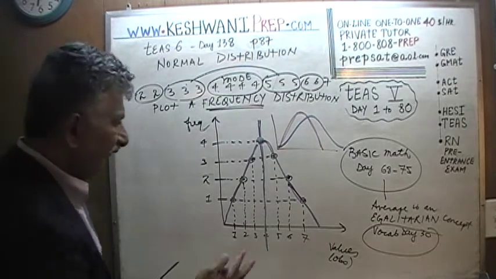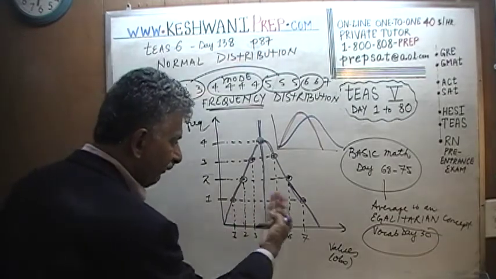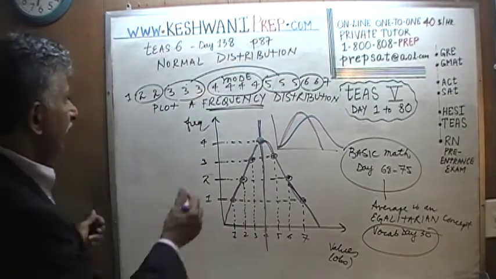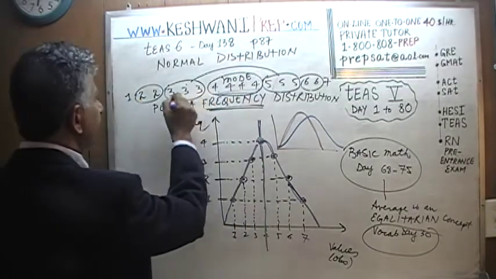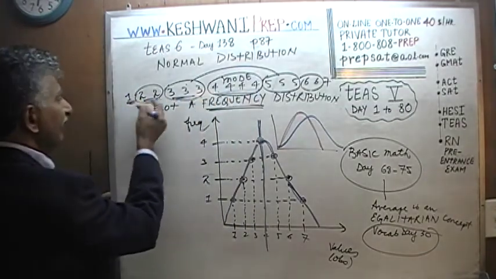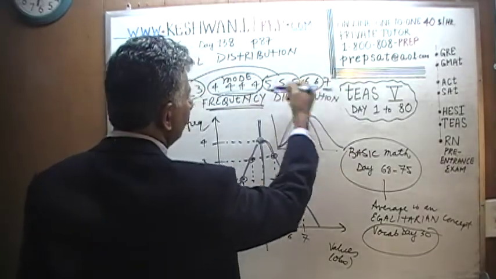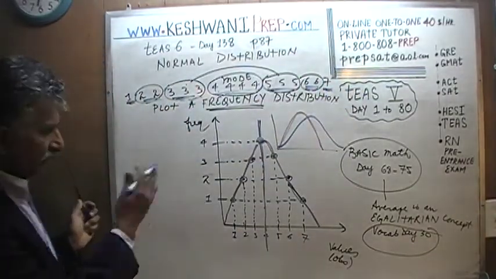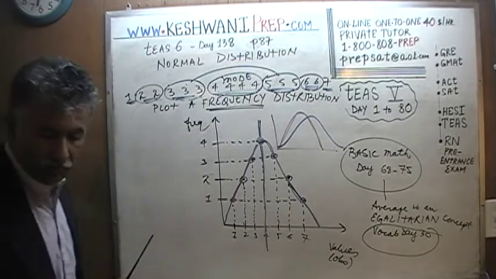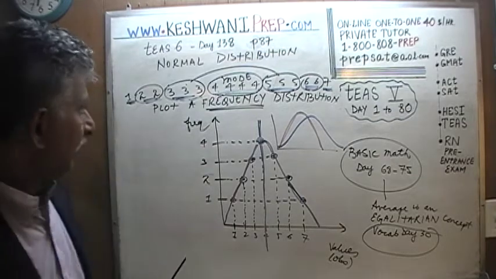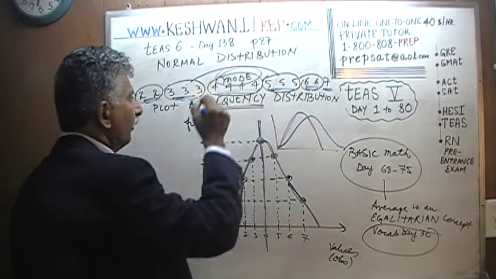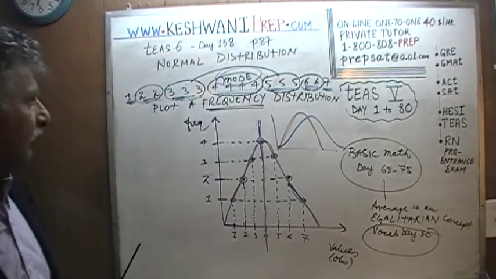And half the observations are going to be below it, half the observations are going to be above it. You see, here's our fours, and we have 3, 2, and 1. 6 observations below the fours, 3, 2, and 1. 6 observations above the four. You see how symmetric it is? This is called normal distribution. The mode here is 4.